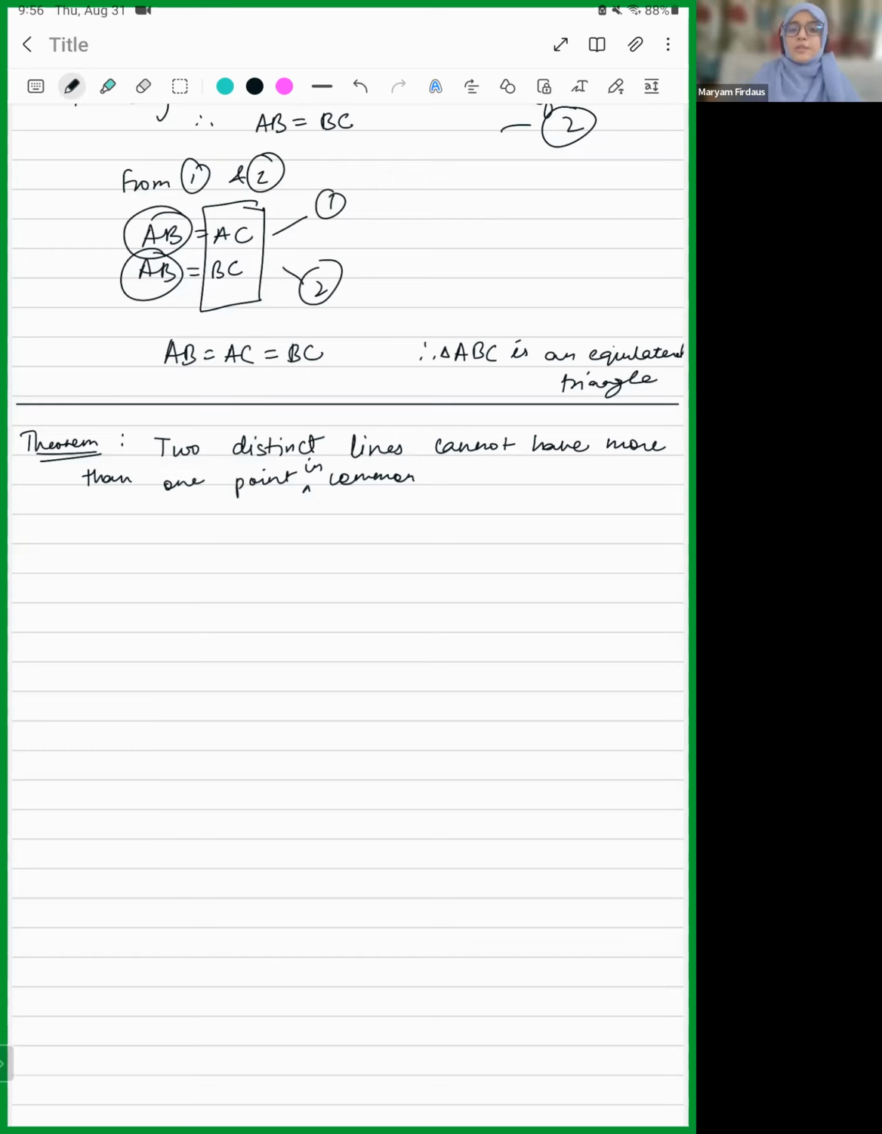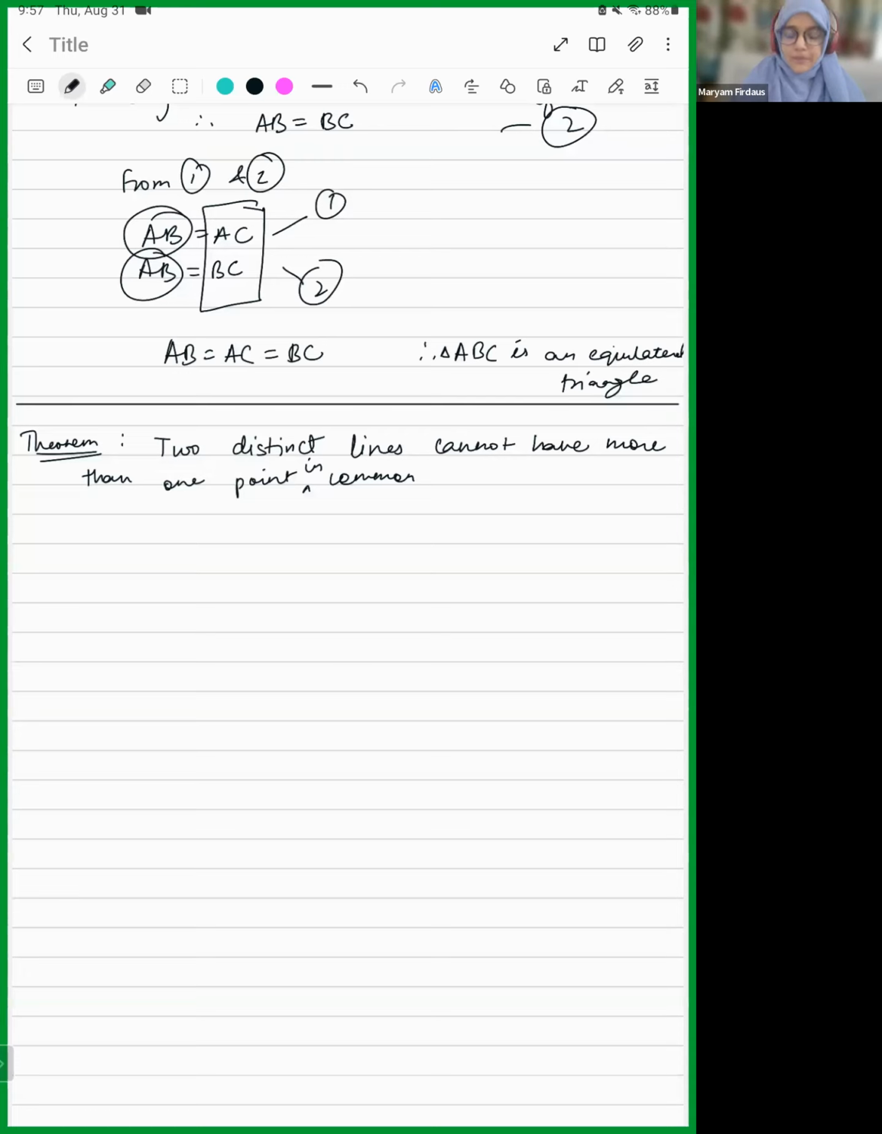So, which Euclid's postulate says that from two different points, you can draw only one line? Which postulate says that? Is my question clear? Should I repeat my question?